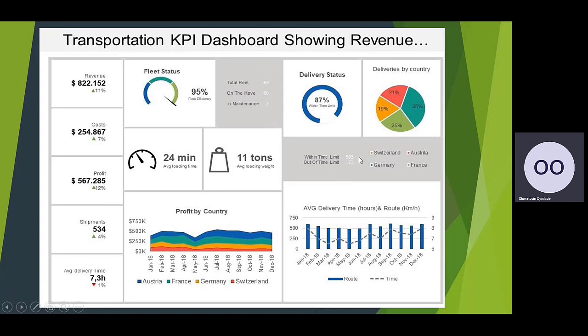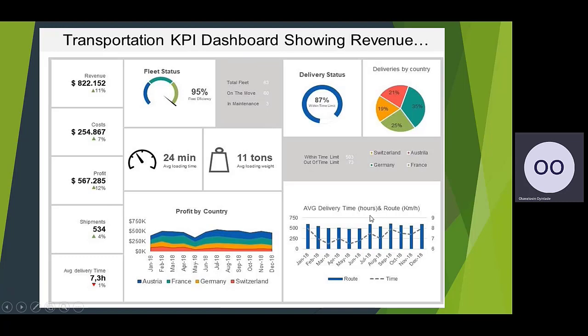So within time limit 503, out of time limit 73. You can see that we discussed all of these KPIs in the previous presentation. So I'm just showing us a simple dashboard that speaks to all of this that we can also generate on our own to better enhance our data analysis.